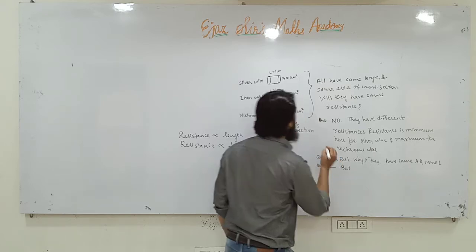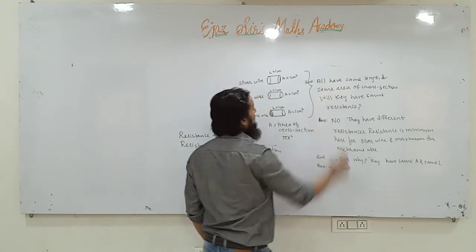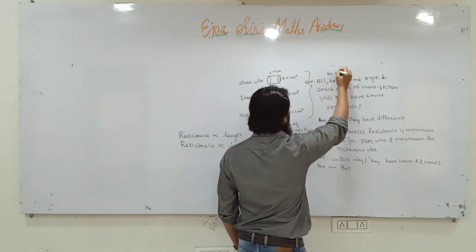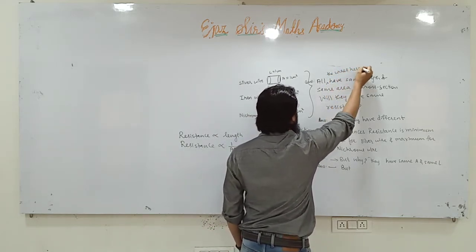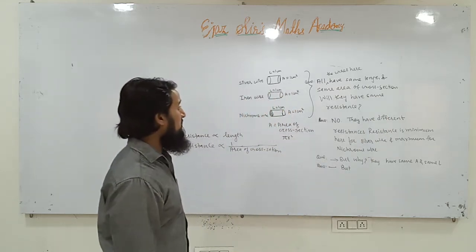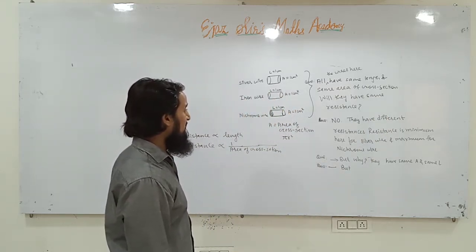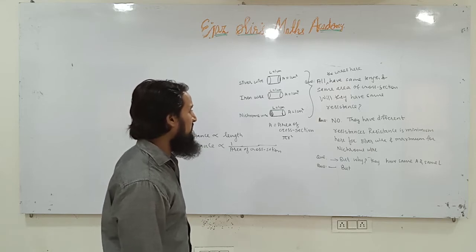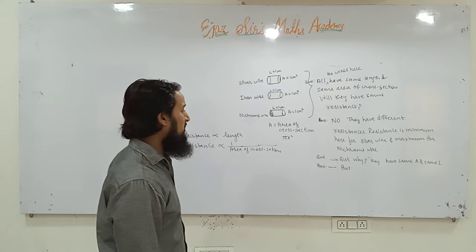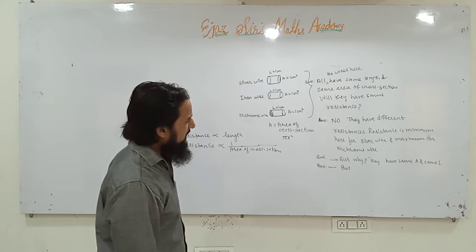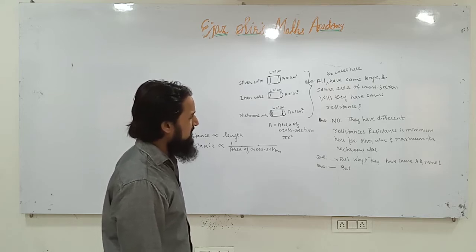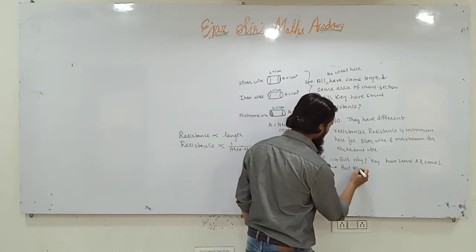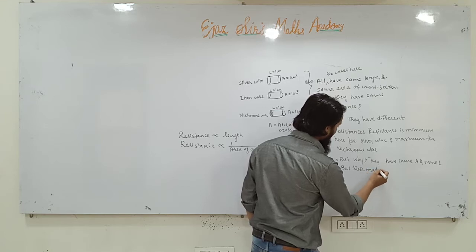Question. All the wires here have same length and same area of cross section. Will they have same resistance? Answer is no. They will have different resistances. Resistance is minimum here for silver wire and maximum for nichrome wire. Question. But why? They have same area of cross section and same length. Answer is, but their materials are different.